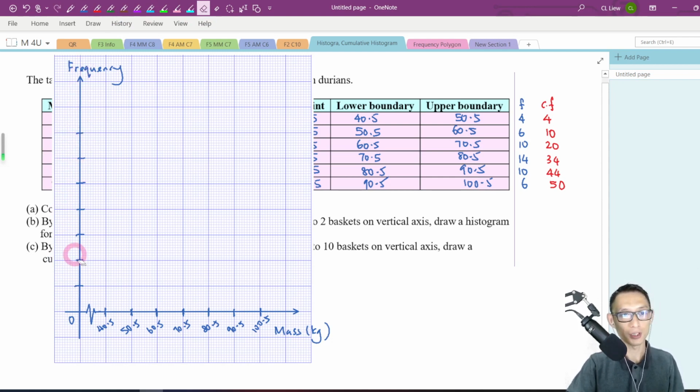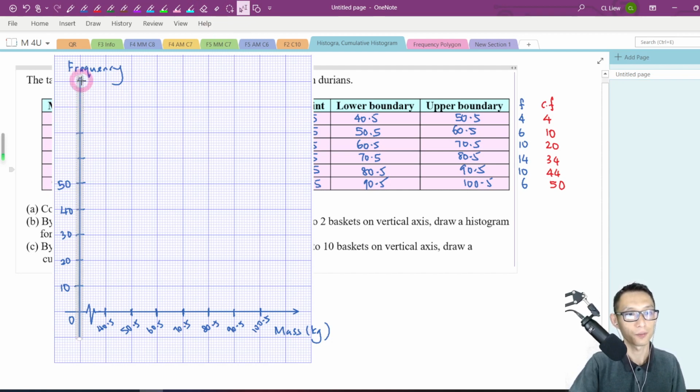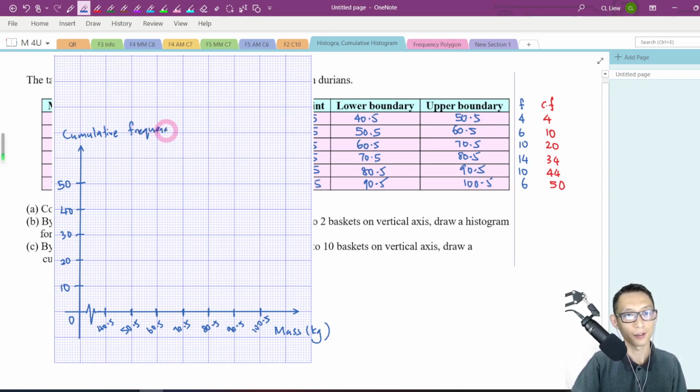I don't need it so tall, I just need until 50. So it will be 10, 20, 30, 40, and 50. Let me make this shorter. So this is not frequency, but cumulative frequency. Same thing as before, but this time we use cumulative frequency.